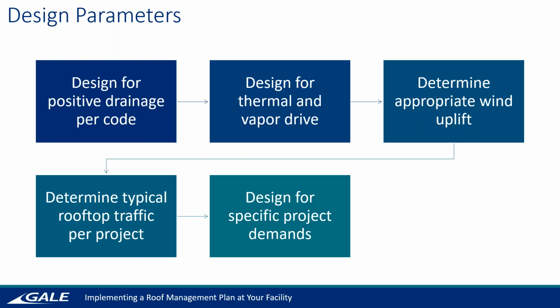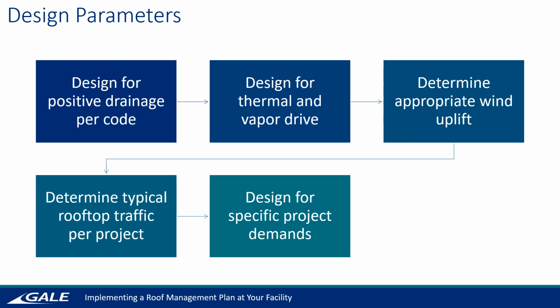Next slide. The design parameters that you have to think about when a roof is being replaced or considered being replaced. You have to design for positive drainage per the current building code. As you see, when you have the drainage system there in the photograph, the drains could have either been undersized, but we did see that they were clogged, which would cause issues. You have to make sure that you design for thermal and vapor drive, depending on which region you're in, because in the southern regions, obviously it's different. The vapor drive is different than when you're in the northern regions.